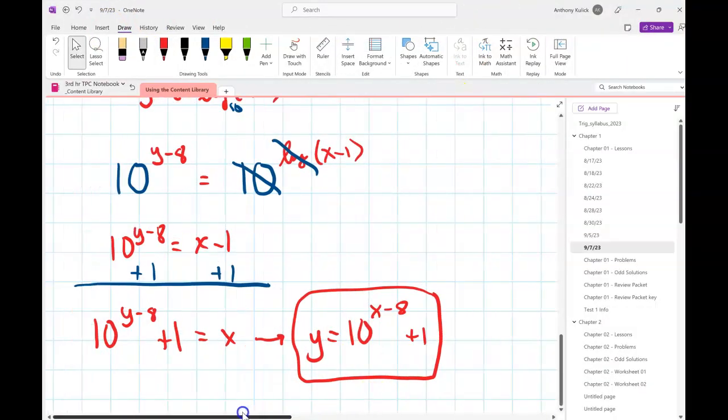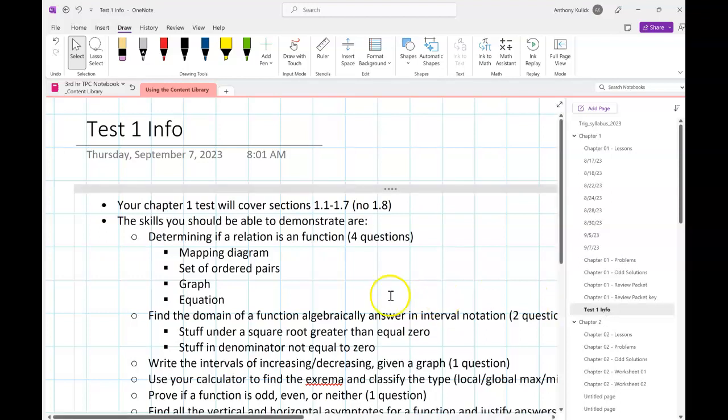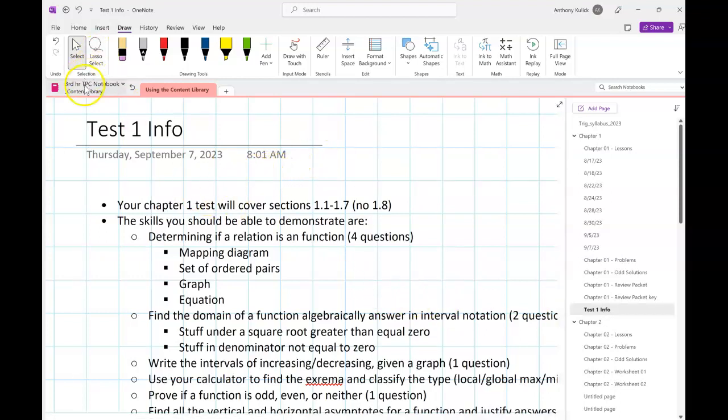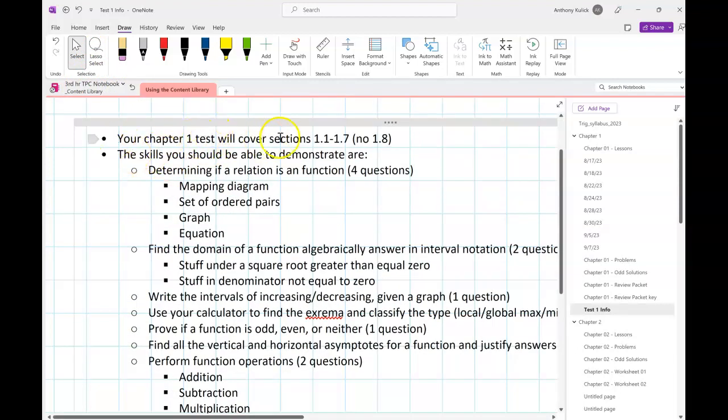So the test is coming up next class, right? So let's talk a little bit about what to expect for that. So if you look at, I made a test info tab in the content library. I just put it in there, so it may take a minute for your stuff to sync up. But it'll be in there. Here, we'll just push a sync right now. So your Chapter 1 test is going to cover sections 1.1 through 1.7. Section 1.8 is not going to be covered because we're going to do that a little bit later, where it falls more naturally into what we're going to be doing with trigonometry.